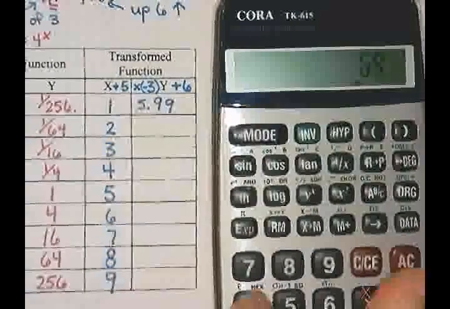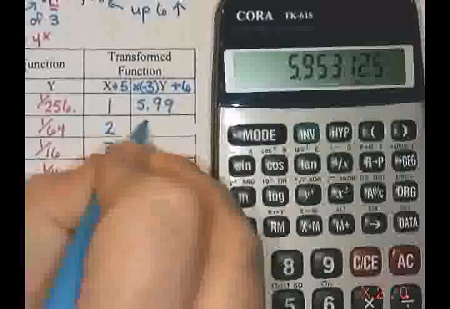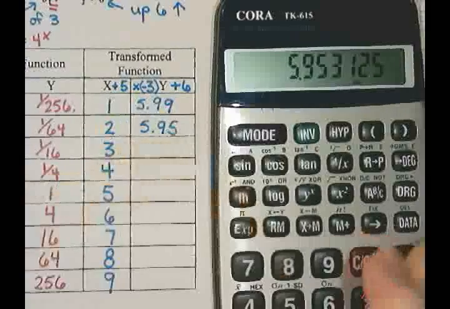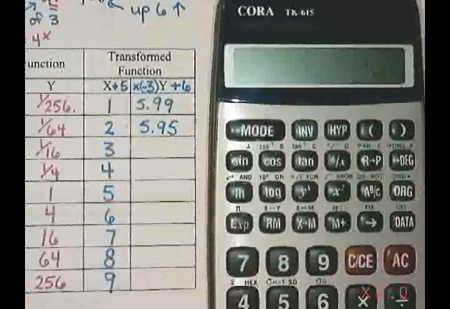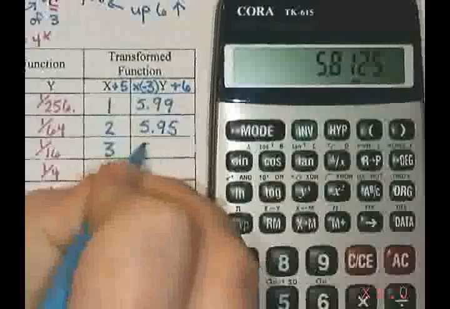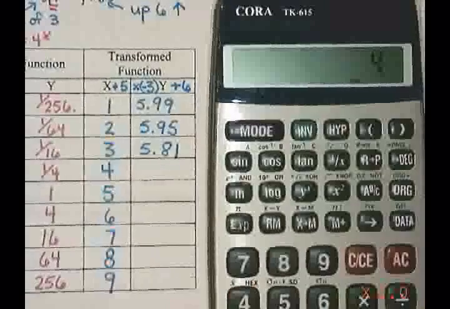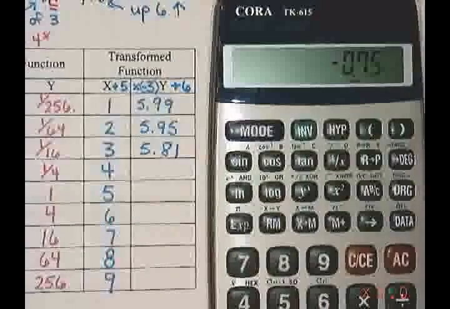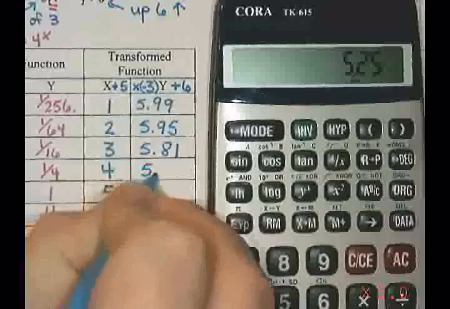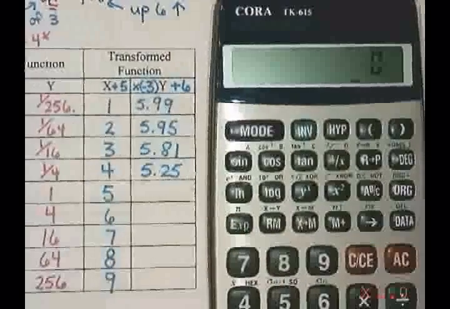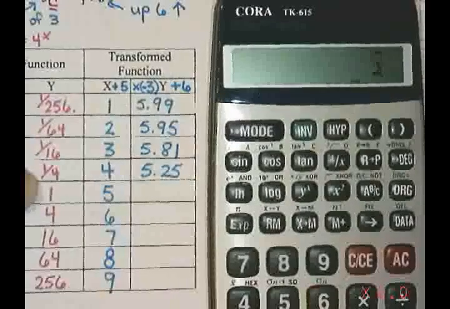1 divided by 64 times negative 3 plus 6 is 5.95 approximately. 1 divided by 16 times negative 3 plus 6 is going to be 5.81 approximately. 1 divided by 4 times negative 3 plus 6 is 5.25. All right, 1 times negative 3 plus 6 is 3.